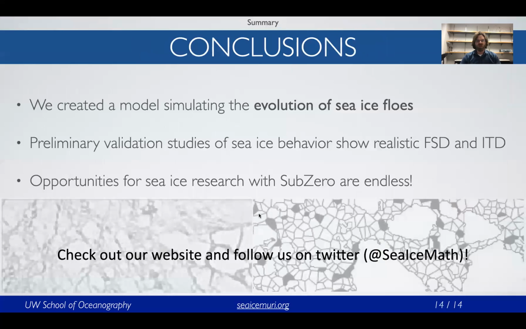So in conclusion, we have created a model which can simulate the evolution of sea ice flows. Our preliminary validation studies of sea ice have shown a realistic behavior of the flow size distribution and the ice thickness distribution, and the opportunities for sea ice research with SubZero are endless.